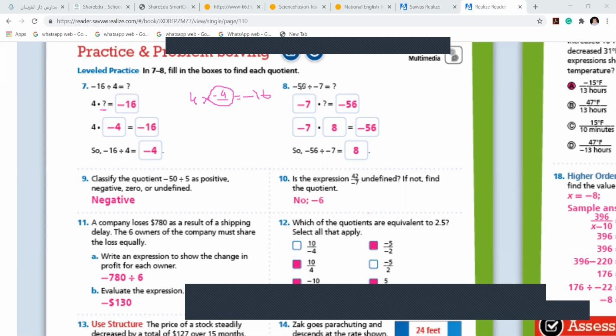Now, coming to 56 and 7, girls. What do you see in the question? Are both negative or are both opposite signs? Both are negative. That means 7 times what is 56? First of all, you must be very good at tables. 7 times what gives me 56? 7 times 8.